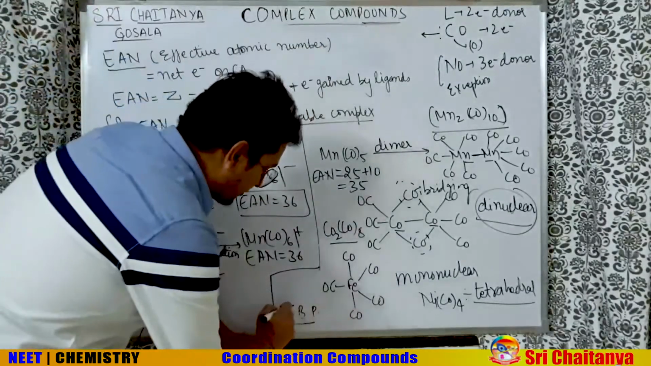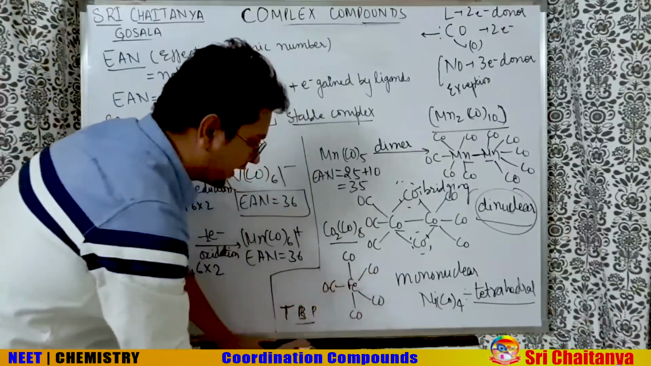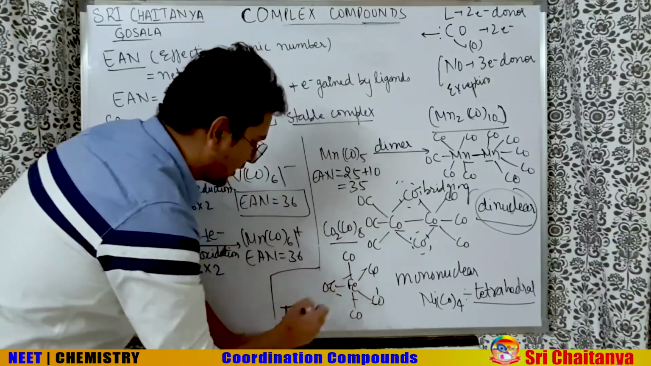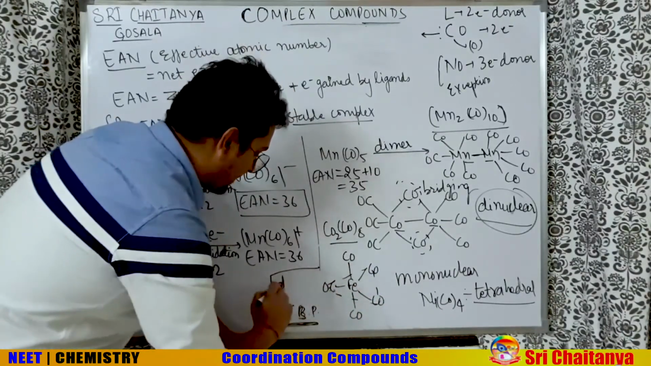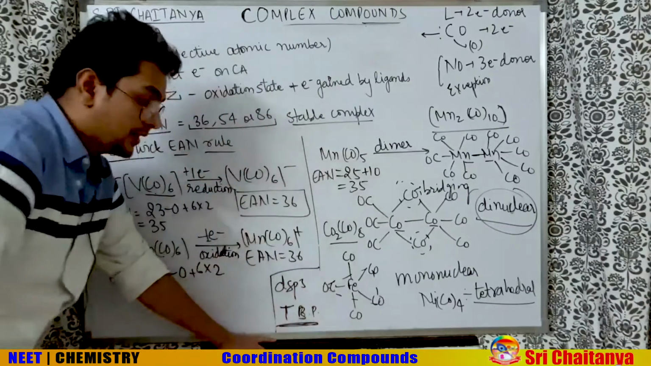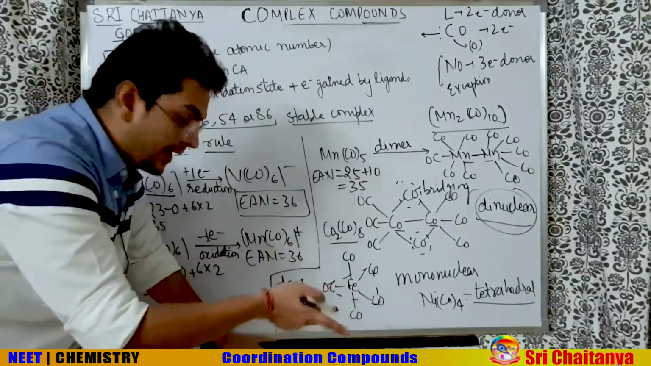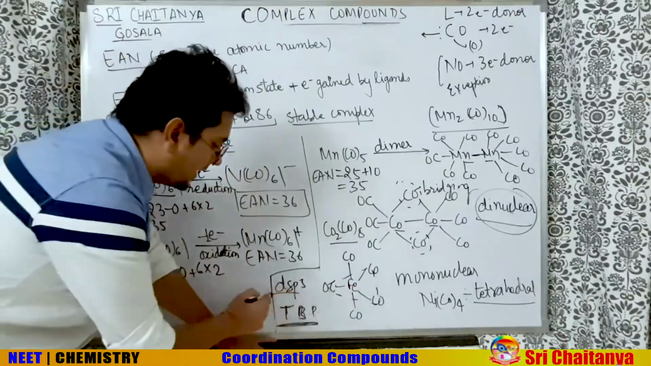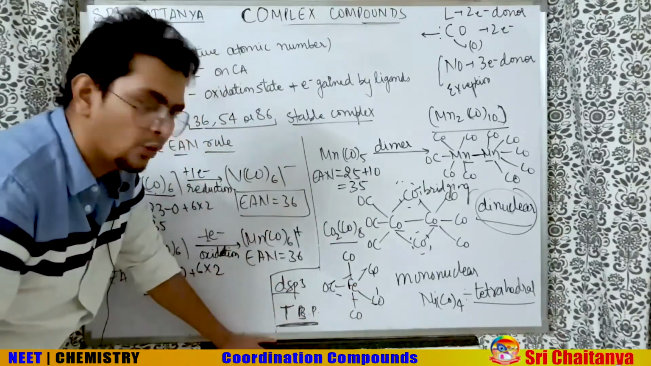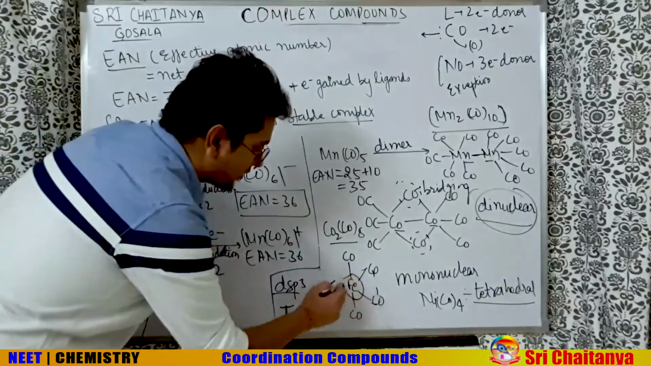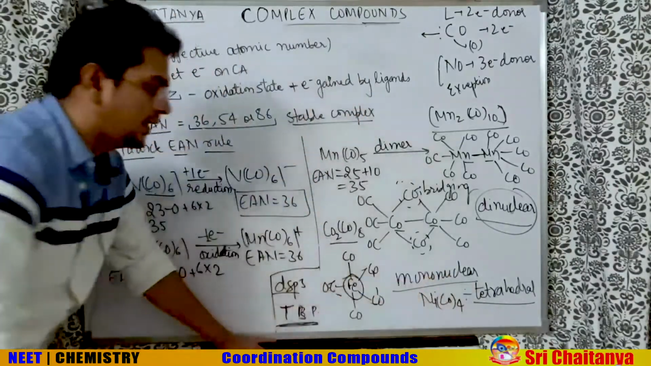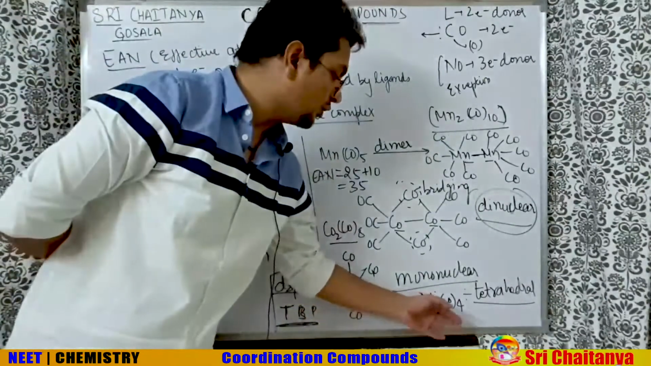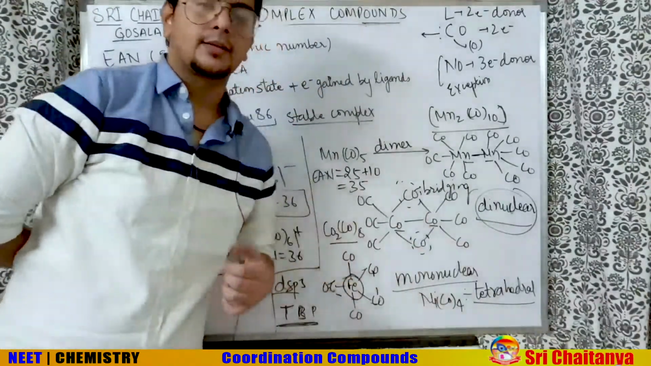Then I'll take one more example, Fe(CO)5. Fe(CO)5 has a trigonal bipyramidal structure and the hybridization is dsp3. Understand, the hybridization is not sp3d, it is dsp3. We'll learn this in CFT as well. It has only one central atom, that's why it is a mononuclear complex. Another example of a mononuclear complex is Ni(CO)4 and it is tetrahedral in structure.